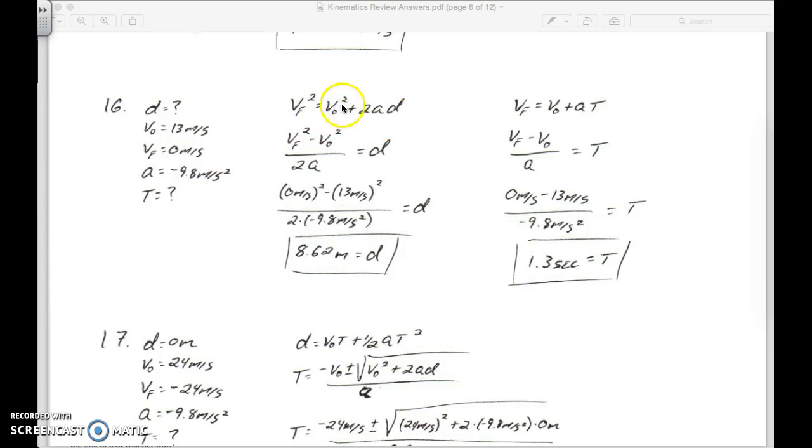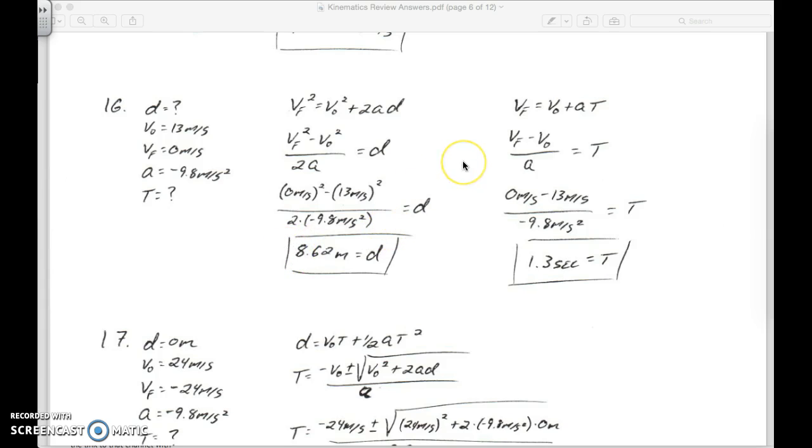Solving for d, we're going to move the V naught squared over to the left side first, giving us Vf squared minus V naught squared. We're going to divide by the 2a, so that's why it's in the denominator, and plug in our numbers. 0 meters per second squared is just nothing, minus 13 meters per second squared divided by 2 times negative 9.8. The negative in the denominator and this negative in the numerator cancel out, giving us a d displacement of 8.62 meters upward because it's positive.